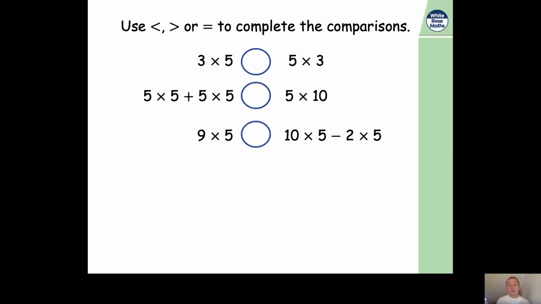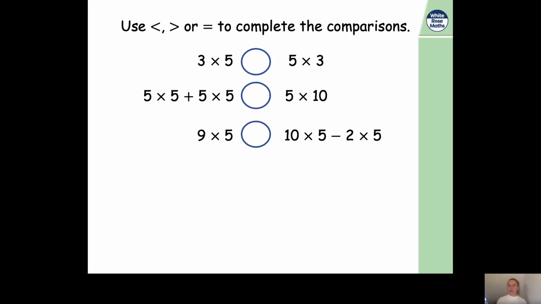Yes, they're the same numbers, they're just the other way around. So we can use the commutative law to say that they are the same, okay? They are equal, because 3 multiplied by 5 is going to give the same answer as 5 multiplied by 3.